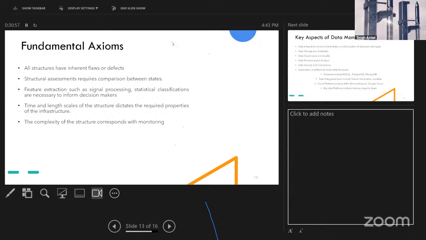So looking at signal processing, statistical classification is not far from AI agents. Often when we talk about statistical classification, we are talking about machine learning. There is also ensembling. Ensembling is when you stack several machine learning models together.